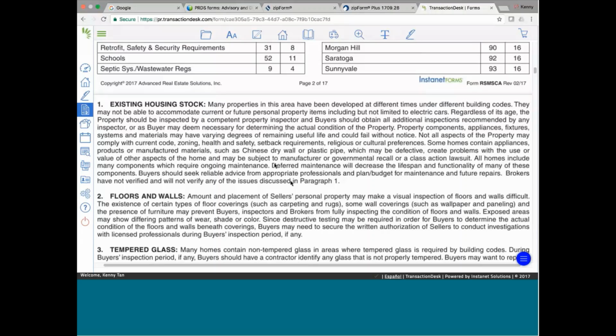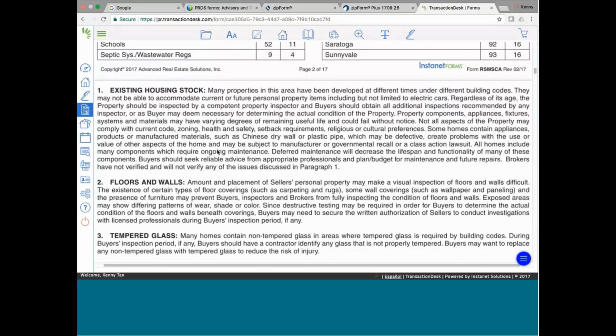Now here you have something else called deferred maintenance. You know what deferred maintenance means? It means that the homeowner has lived there for many, many years, and he doesn't maintain his property. If you have a homeowner who doesn't maintain his property, there could be many different problems like a leaky roof. You know, the roofs have to be maintained, and he doesn't maintain his AC or heater or certain things. So this deferred maintenance will decrease the lifespan and functionality of many of these components. And it says buyers should seek reliable advice from appropriate professionals and plan budget for maintenance and future repairs. Okay? Floors and walls.